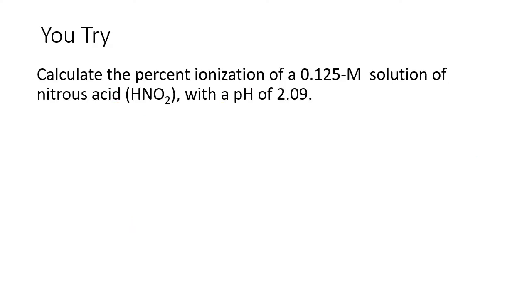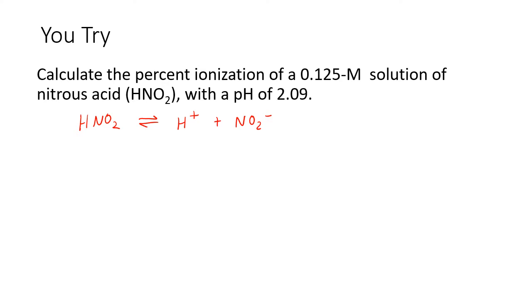Let's try another example with percent dissociation. Calculate the percent ionization of a 0.125 molar solution of nitrous acid, HNO2, with a pH of 2.09. So nitrous acid is a weak acid, and when it ionizes, it's going to break up into H+ and NO2-, which is the nitrite ion.